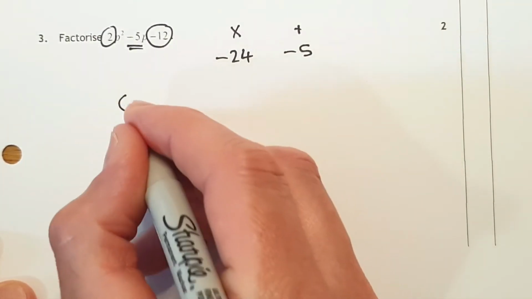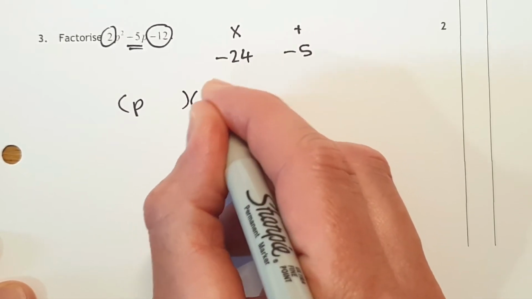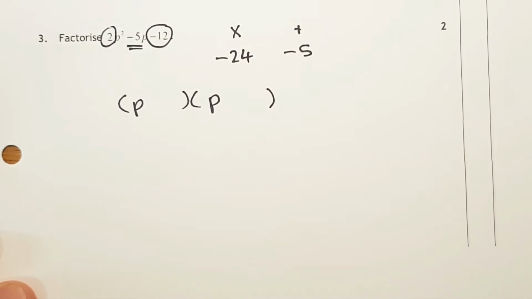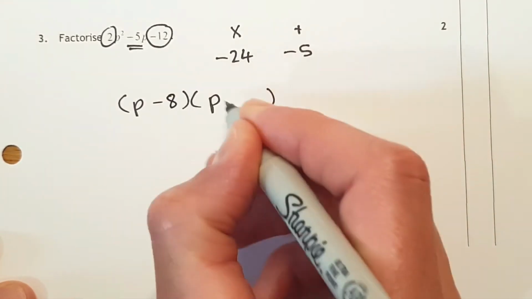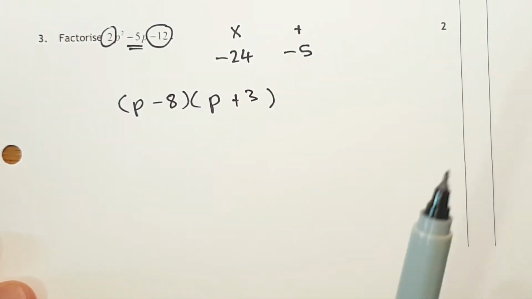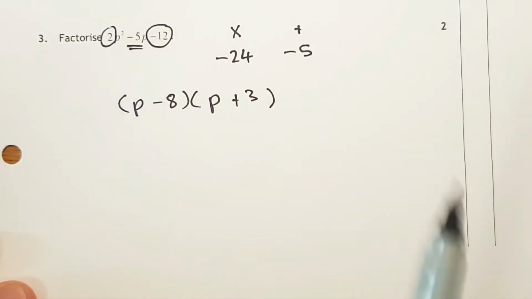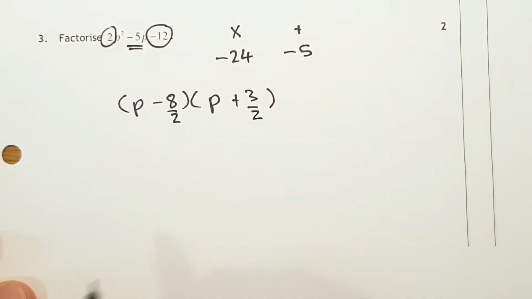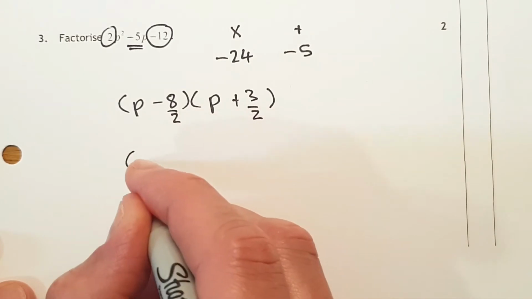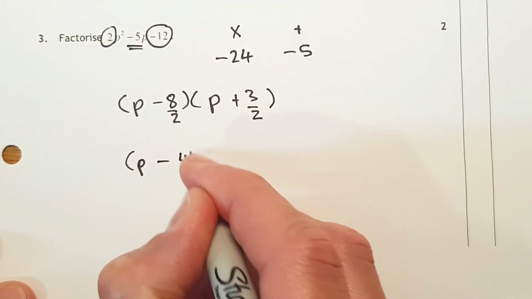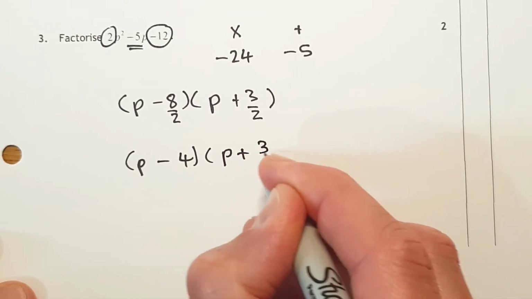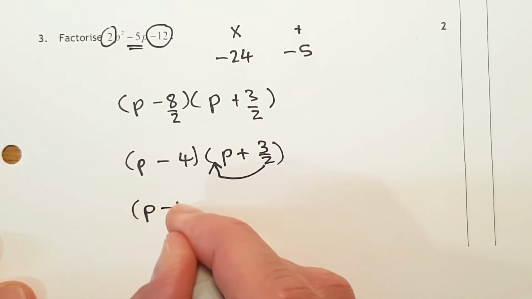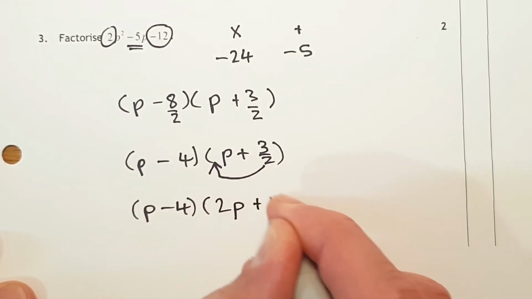So in the brackets, we're going to have p, we're going to have p. Now to make -24 and add to make -5, it's going to be -8 and +3. Now this isn't the answer overall, because that times that does not give you this. You've got a coefficient of p squared of 2, so you stick it over 2 there. Now you've got to simplify both fractions if possible. So p minus 8/2 is just 4, p plus 3/2 doesn't simplify. And if it doesn't simplify, you take the denominator and you put it there. So you get p minus 4 and then bracket 2p plus 3.